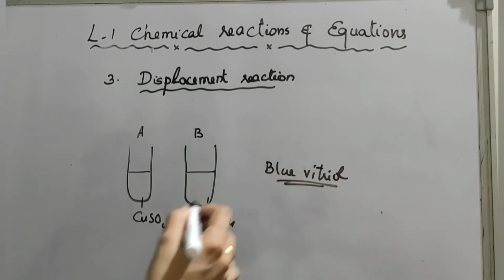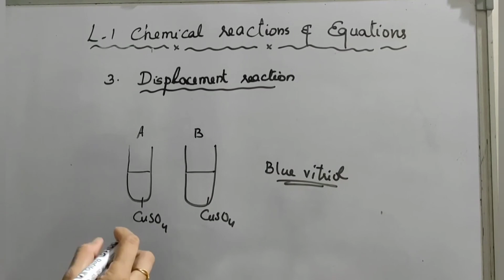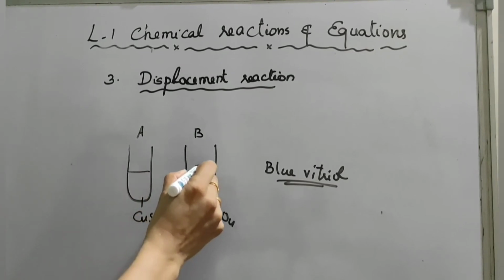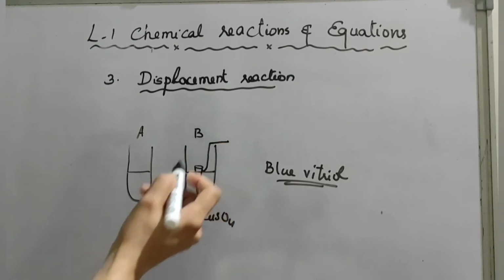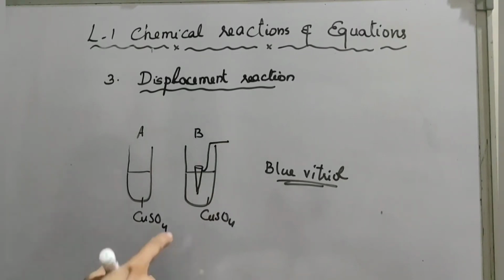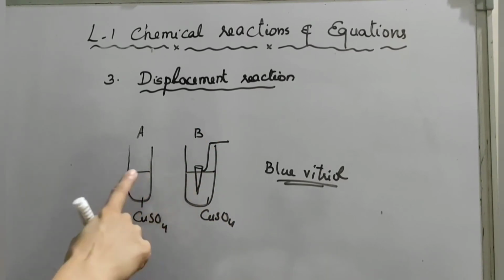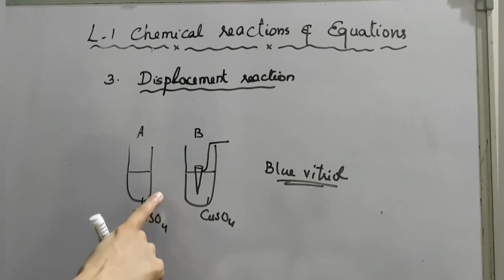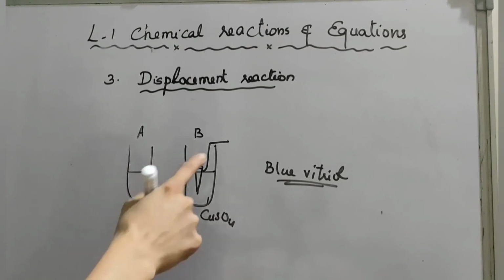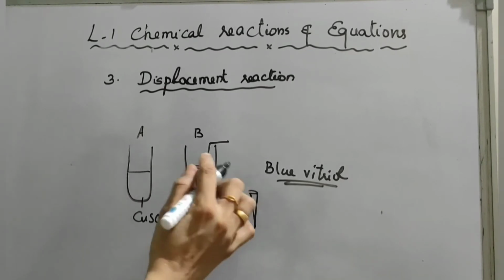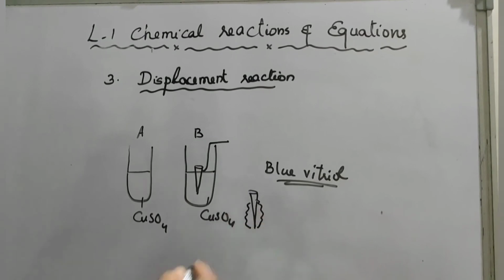Another name of copper sulfate. Next, what we have to do: dip the iron nail with a thread in this copper sulfate solution. I am dipping it in solution B with a thread like this, and after 20 minutes take out this iron nail from the copper sulfate solution. Compare the intensity of the color of these two copper sulfate solutions, and the iron nail that was dipped. Take out the iron nail like this. We can see a reddish brown coating on this iron nail.